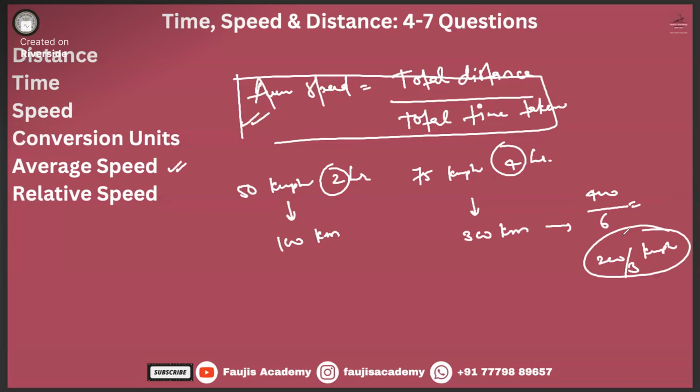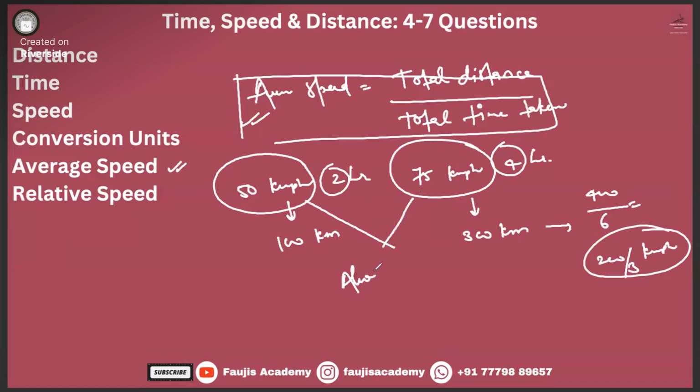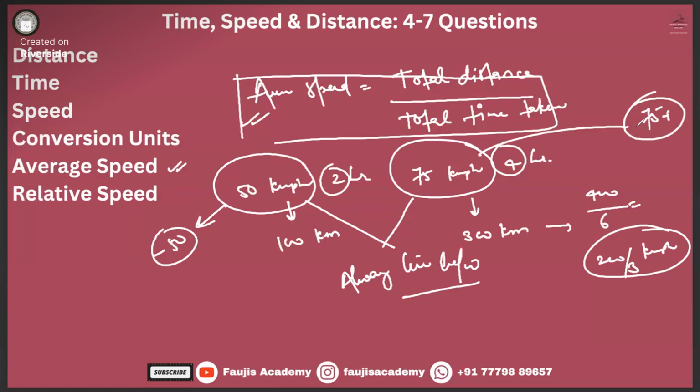One more thing you need to observe over here: if two speeds are given, the average speed will always lie between these two numbers. We cannot have less than 50, and we cannot have more than 75 either. We cannot have both, right guys? It has to lie between 50 and 75 at all cost.